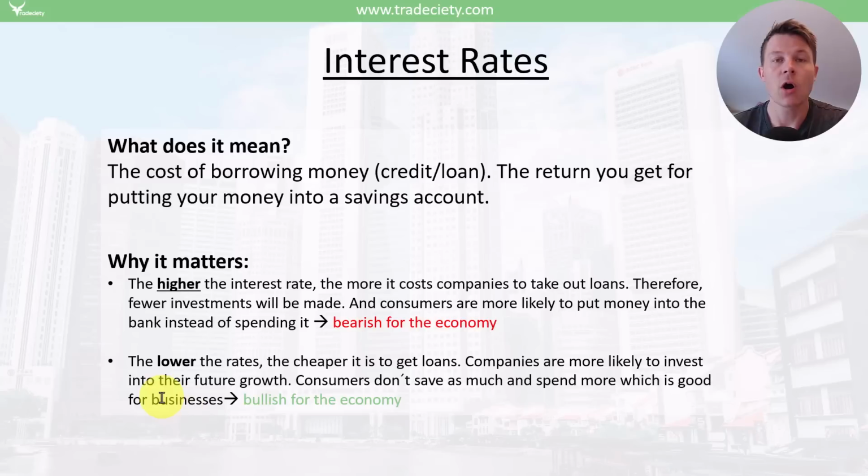On the other side, when interest rates are low, it is cheaper to get loans for companies. And then companies are more likely to invest in their future growth. And consumers don't save as much, they don't put as much money into the bank because they don't get as much return. And they are more likely to spend the money, which is then good for businesses. So lower interest rates are generally considered bullish for the economy because companies invest into their future. Then it means that potentially in the future they can increase their earnings, hire more employees, the employees will make more money and then spend that money on the economy.